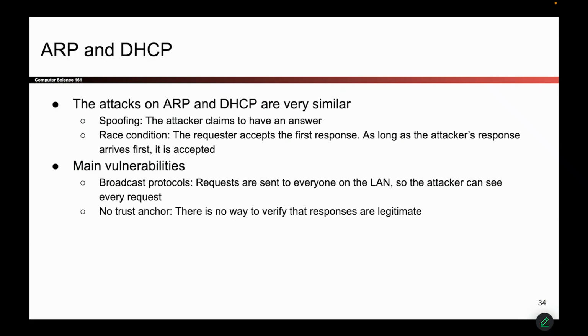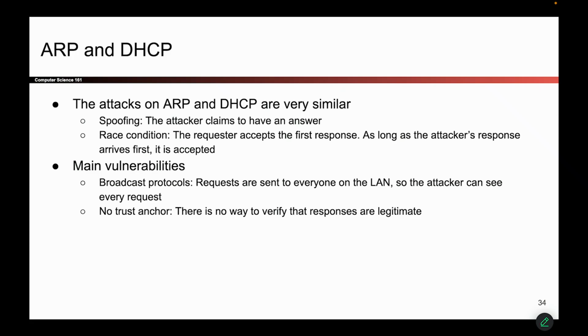And in both cases, the vulnerabilities are, one, that the protocols are broadcast, which means that Alice has to shout for help and ask everybody, and that includes the attacker, so the attacker can see the request and potentially send a malicious response. And the second problem, and why we don't really have any good defenses, is that when we're working at these low levels, and especially with DHCP, where the user is joining the network for the first time, there is no trust anchor.